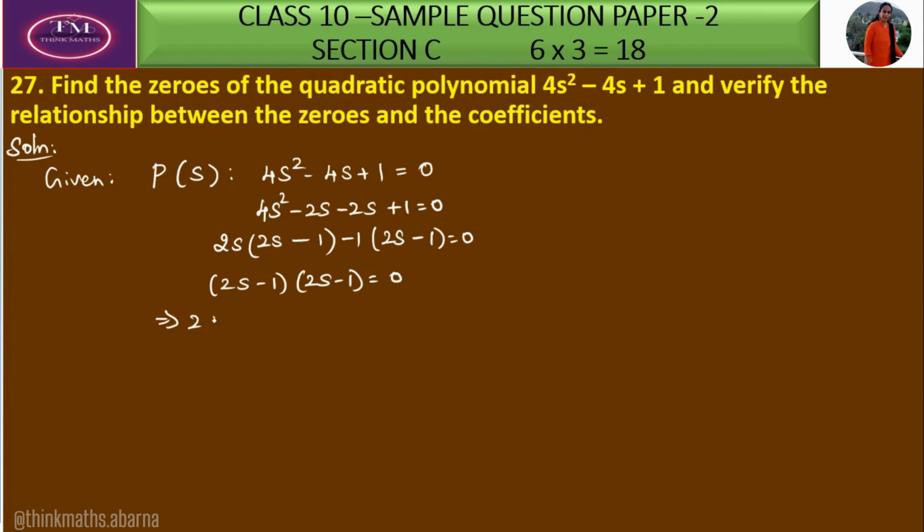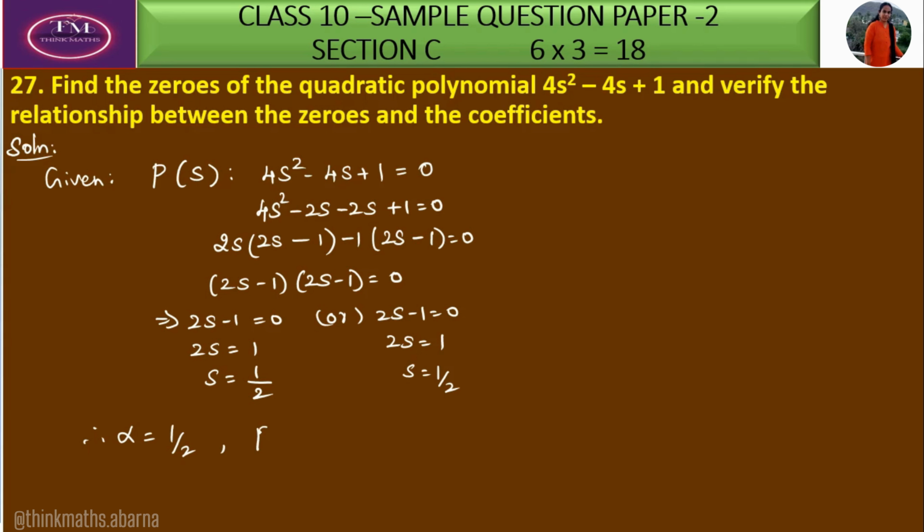What this means? 2s minus 1 equal to 0 or 2s minus 1 is equal to 0. 2s minus 1 equal to 0 means 2s equal to minus 1 will become plus 1. Then s will be equal to 1, 2 is in product, so it will come to division. So this is also the same procedure. 2s will be equal to 1, then s will be equal to 1 by 2. So we got two zeros, that is, we got the roots. So how do we denote the roots? Therefore alpha, one of the roots is 1 by 2. Another root is also 1 by 2. So this is one solution. You can box the solution.